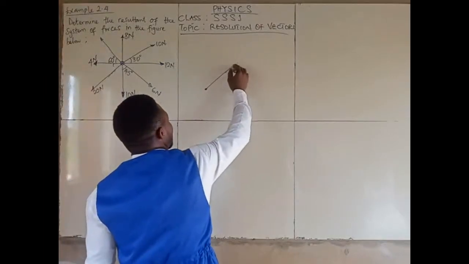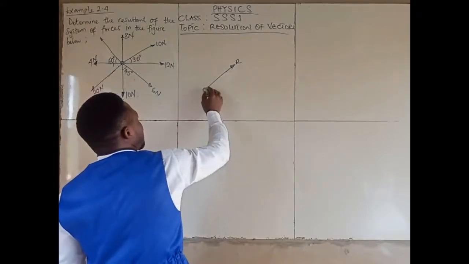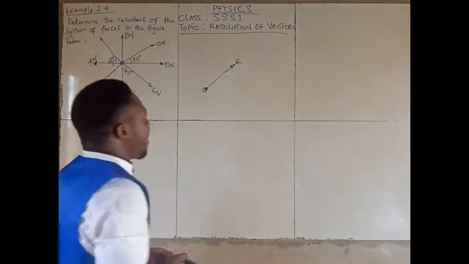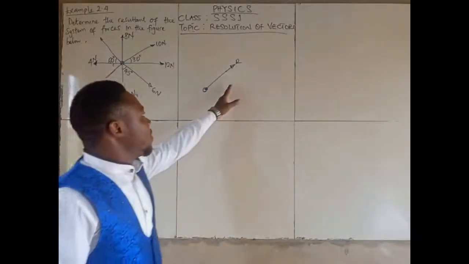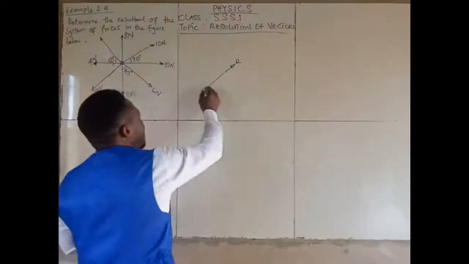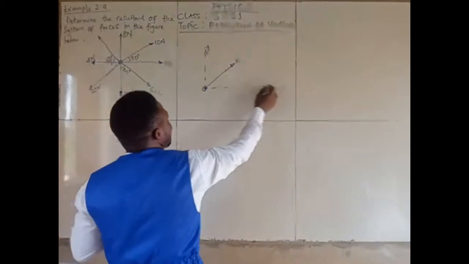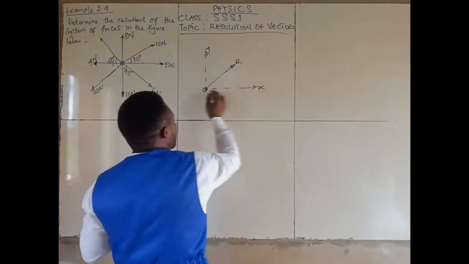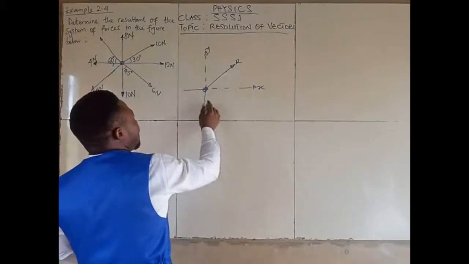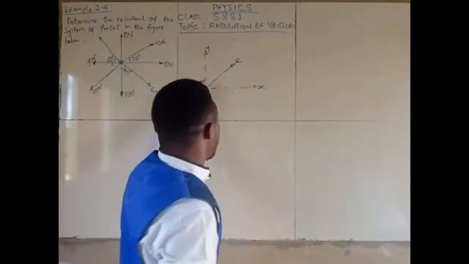Now, take for instance, we have vector R acting at a point O. Vector R is neither on the y-axis nor on the x-axis. We should know that we can trace a y-axis and an x-axis, but our vector R doesn't belong to either of the two axes. It's just on its own.